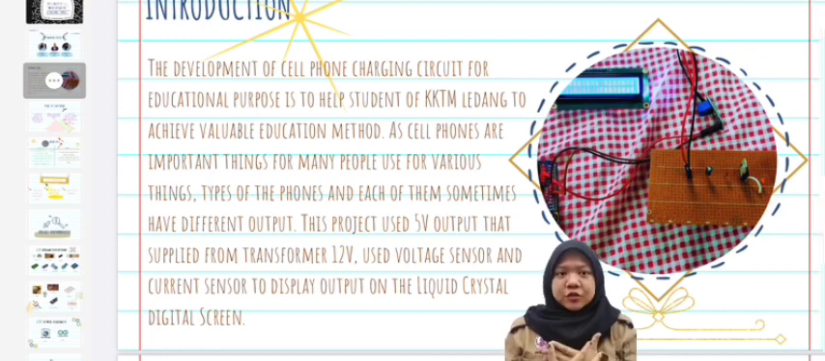Our project introduces the cell phone charging circuit for educational purpose, to help students from Kktm Ledang to achieve a valuable educational method. Cell phones are important things that many people use for various things, and each type of phone sometimes has a different charging output and uses different components. In this project, we use basic components with a 5-volt output supplied from a 12-volt transformer, and use a voltage sensor and current sensor to display output on the LCD using Arduino.